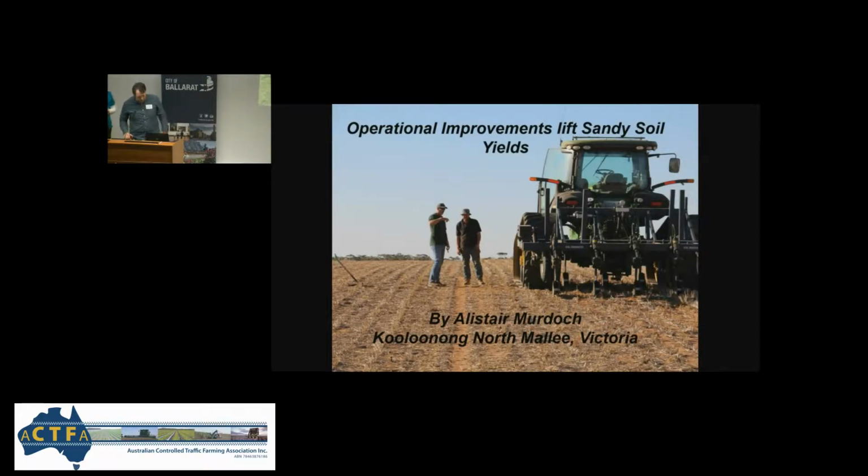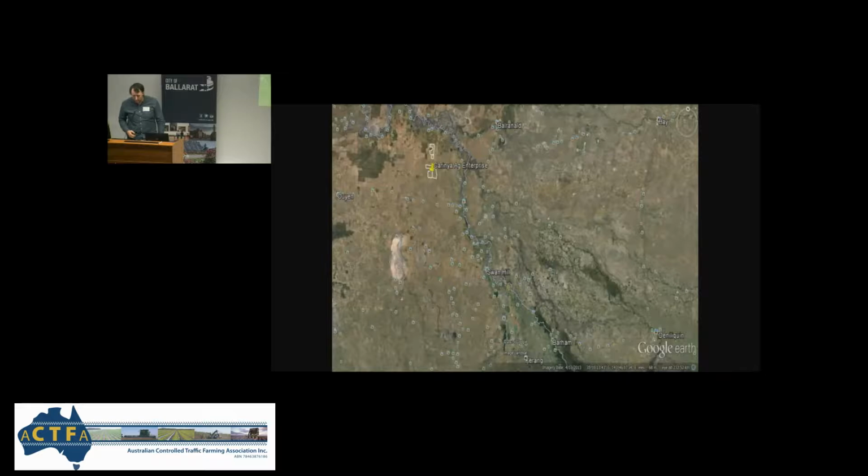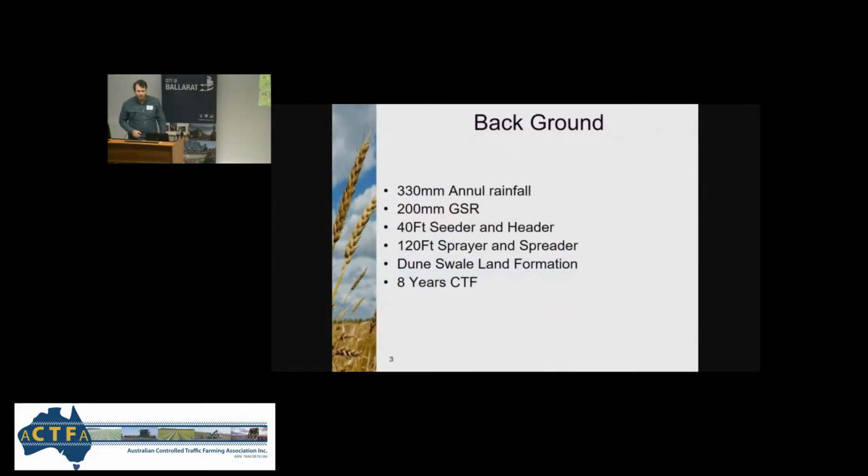I come from northwest Victoria, so I'll just flick through to a picture of where we are. You can see up there we're 80 kilometres northwest of Swan Hill, just off the Murray River, and our profile is pretty much 330 mils annual rainfall. We're roughly 200 millimetres growing season rainfall, and we run a 40-foot controlled traffic system with a multiple of 1 to 3 with sprayer and spreader and a couple of other implements that fit in around that.